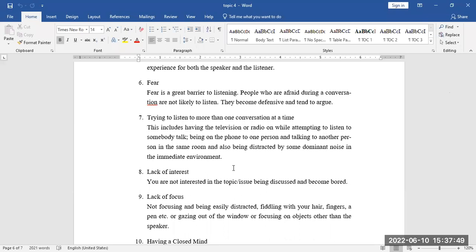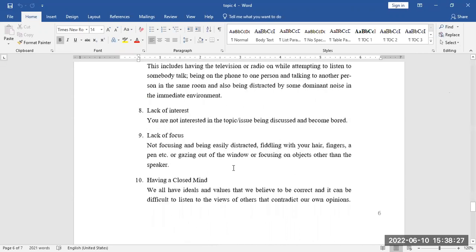Then we also have what we call trying to listen to more than one conversation at a time. There are some people who say that they can multitask. They can listen to three, four things. You can listen to music, you can listen to a lecture, you can listen for a matatu, maybe you are waiting for a certain matatu or a train. That one, no. If you try listening to more than one conversation at a time, you will get lost in between. That's another barrier to effective listening.